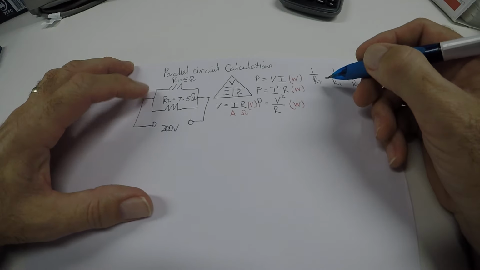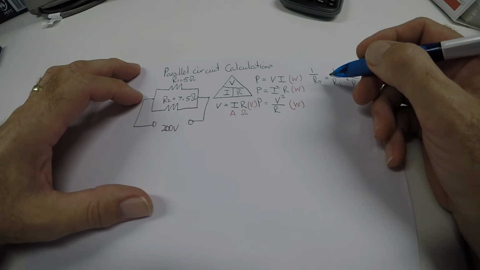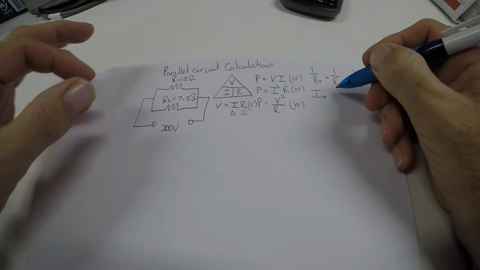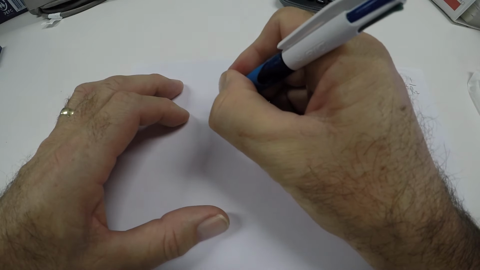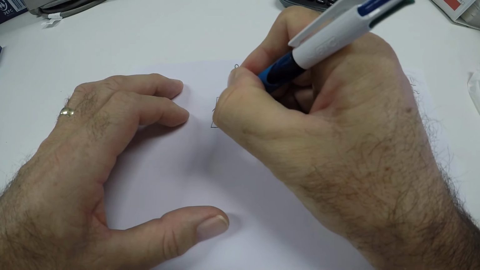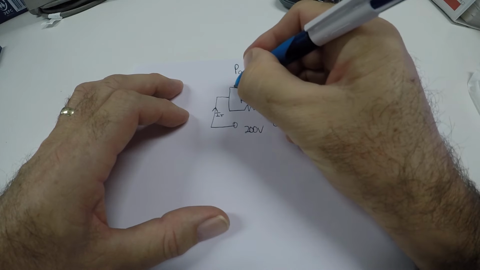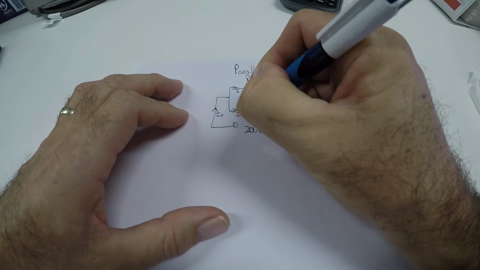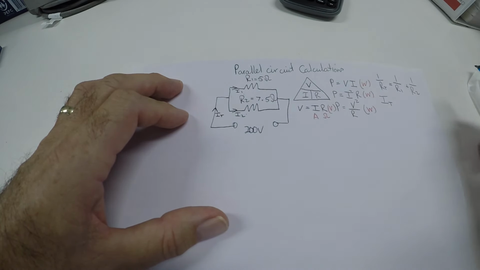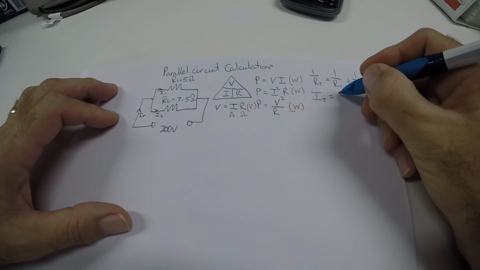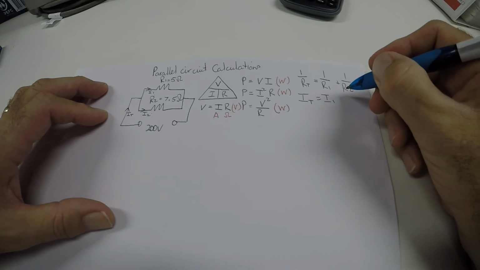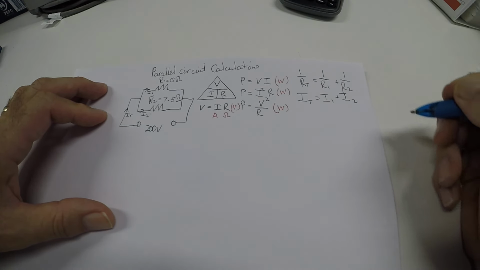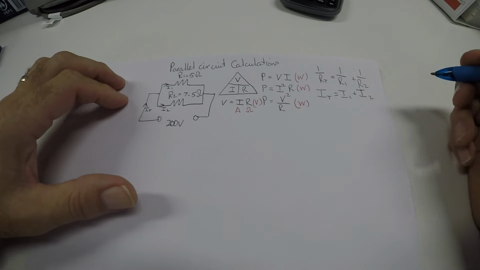Therefore, the current does not stay the same. It will change. I total, the total current flowing in here, will get to this point where it splits into I1 and I2, current 1 and current 2. So the total is made up of the current in the first branch and the current in the second branch. Okay, that's the next step.